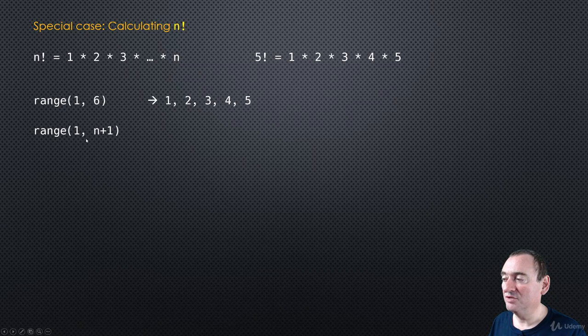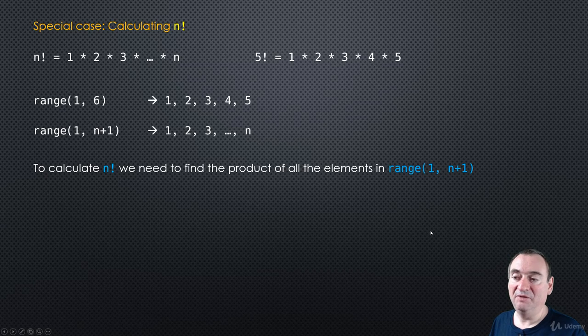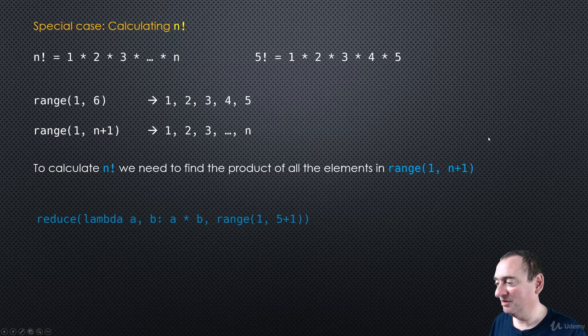In general, if we do range from 1 to n plus 1, we'll end up with a sequence of numbers from 1 up to n. So to calculate n factorial, we just find the product of all the elements in the range. Well, that's straightforward. We have a reduce function, so we call reduce. The function we use is going to be this a times b, which is multiplying, and we pass in the range. So for 5 factorial, we'd pass in range of 1 through 6, and that will actually calculate 5 factorial. We didn't have to write the recursive function in this case. We used reduce, which has all that built in for us already.